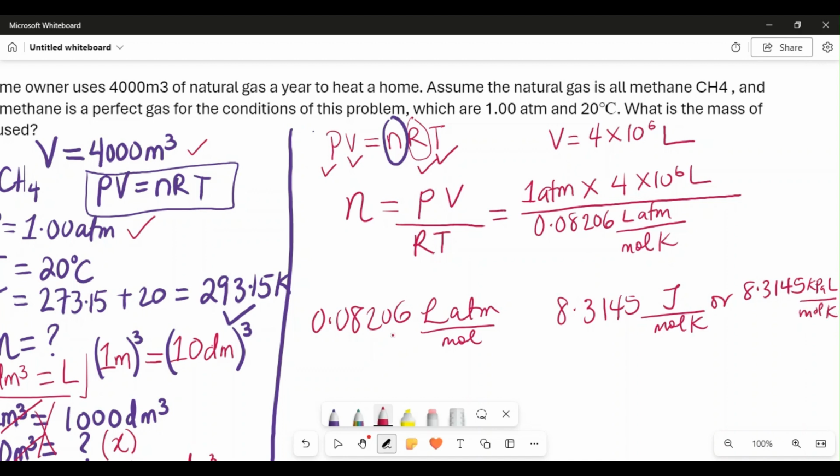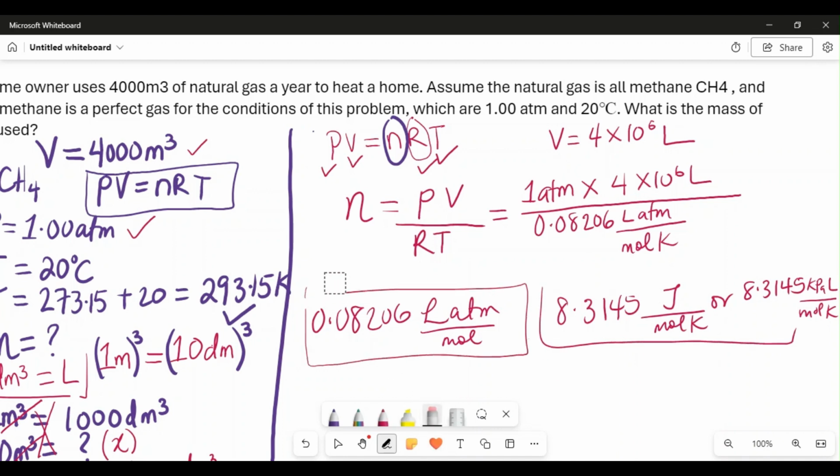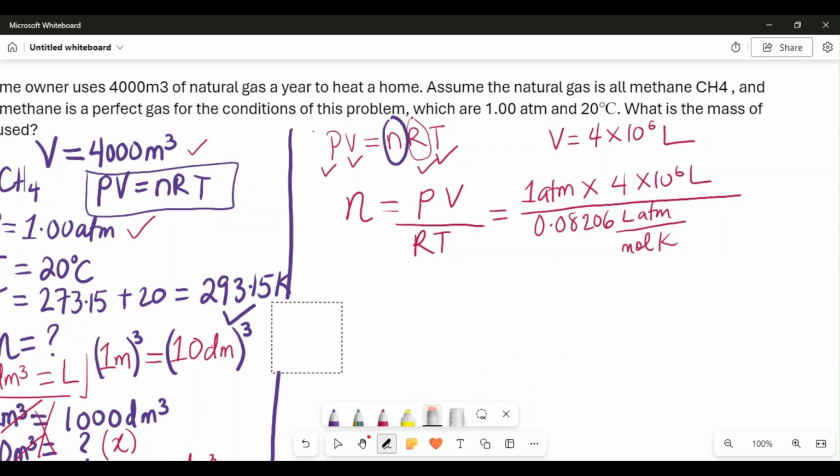So make sure you memorize both, because there are going to be questions where it is better for you to use the one on the right, and there are going to be questions like in this case where it's better for you to use the one on the left. So that is it. Let's continue our work.